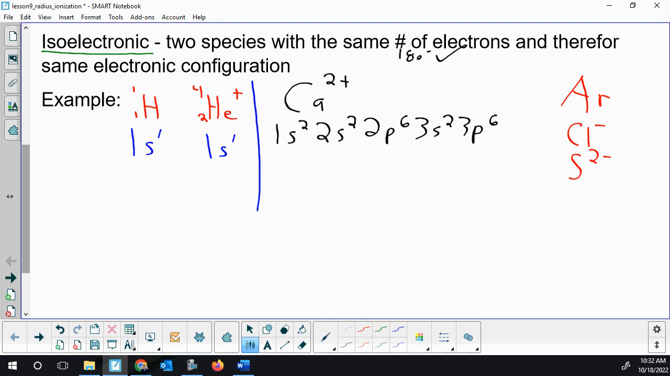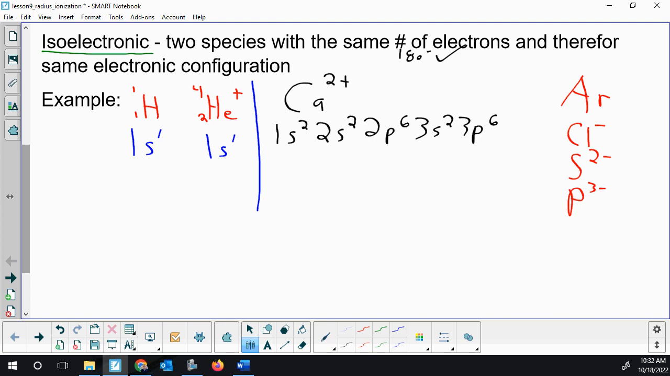Phosphorus also can be isoelectronic. When it's neutral, it's got 15, but when it becomes an ion, 3 minus, 16, 17, 18. And that's about it. When you get to silicon, it doesn't want to become 4 minus. Okay? We find that group 4A only likes to share electrons. It doesn't form ions.